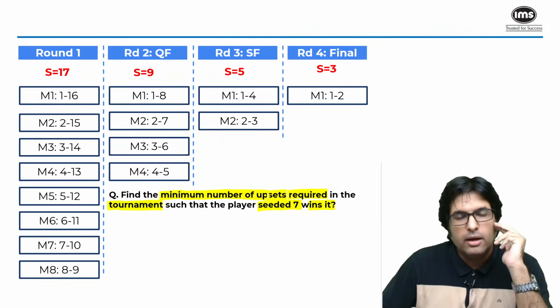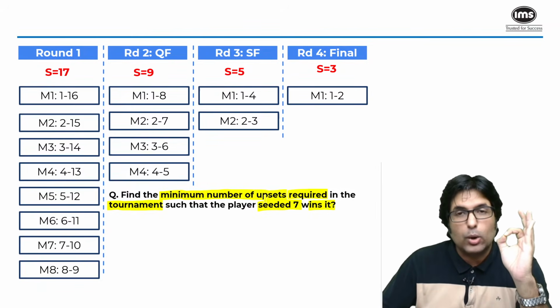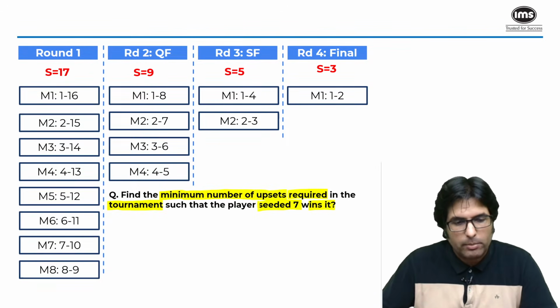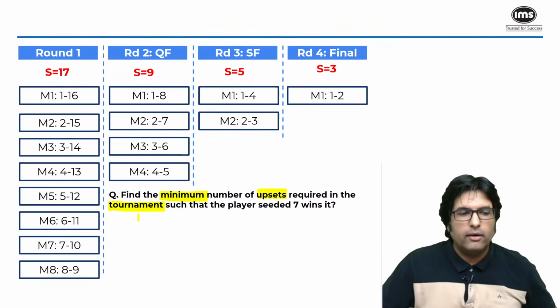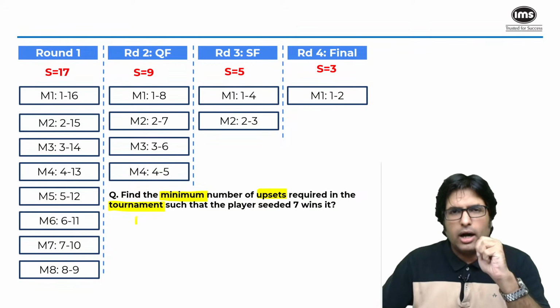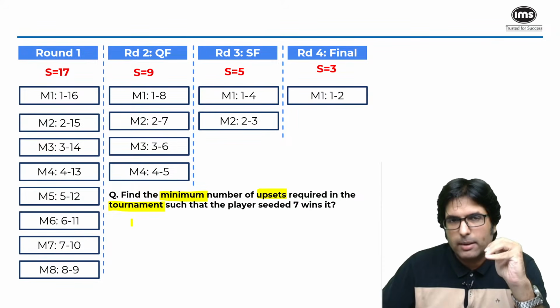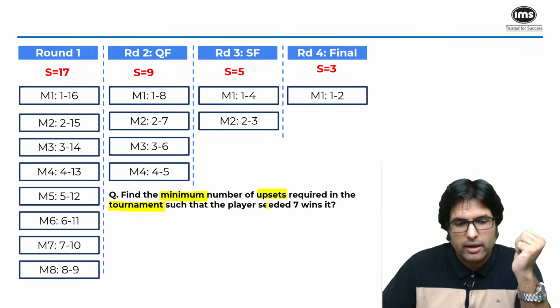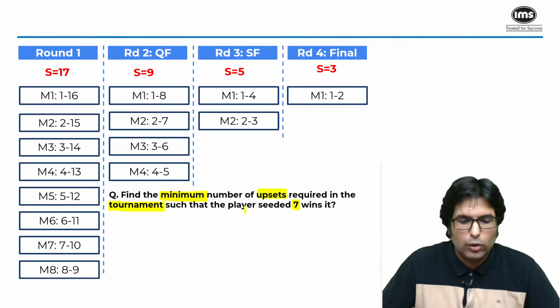So let's see how to approach, and what is the question saying? Minimum number of upsets required in the tournament. So there are two important parts. One is this part of minimum upsets, and the second part required in the entire tournament. So whatever matches are happening currently, so we have 15 matches in this particular structure. Across these 15 matches, we want minimum upsets. I hope we understand upsets is when a poorer ranked player beats a better ranked player. We want player seeded 7 to win it. So we want player rank 7 to win it.